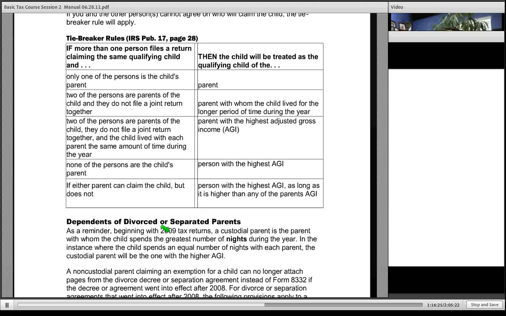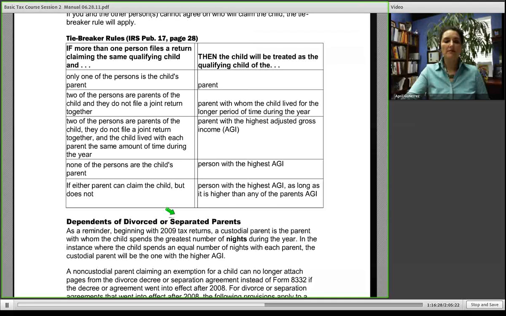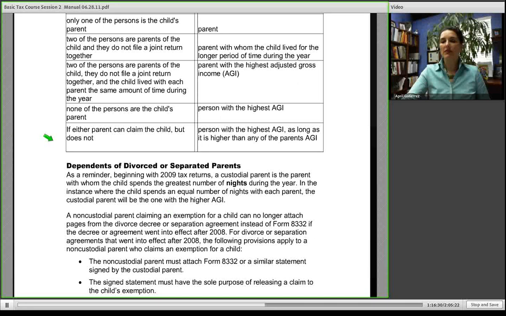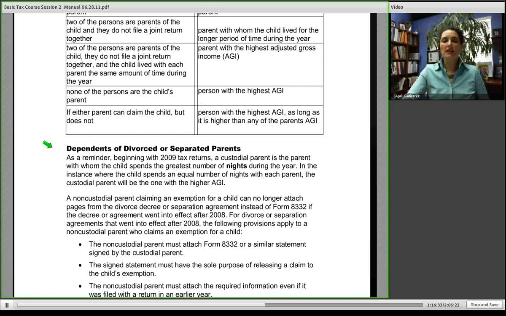So going back to our manual again, dependents of divorced or separated parents. As a reminder, beginning with 2009 returns, a custodial parent is the parent with whom the child spends the greatest number of nights during the year. In an instance where the child spends an equal number of nights with each parent, the custodial parent will be the one with the highest AGI. A non-custodial parent claiming an exemption for a child can no longer attach pages from a divorce decree or separation decree instead of Form 8332 if the decree or agreement went into effect after 2008.